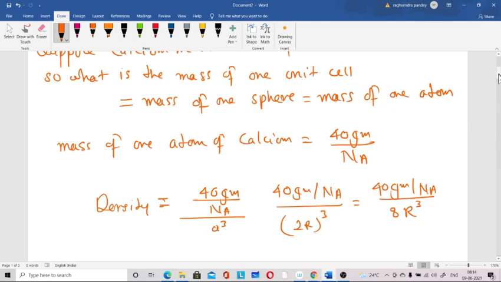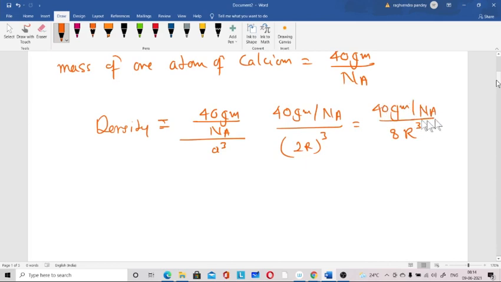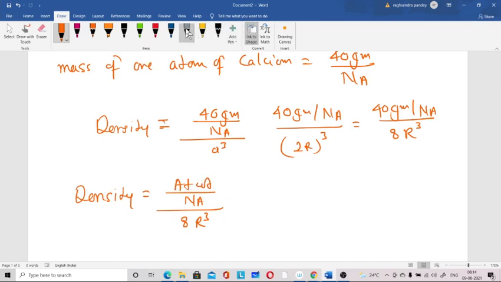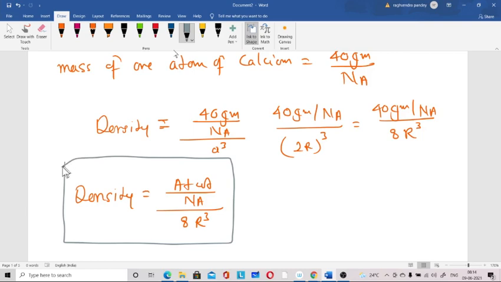Okay. Whatever is the metal, you have to take the atomic weight divided by Na. So density, if I write in the general sense, density is equal to atomic weight by Na divided by 8R cube. Okay, so this is the density in the general sense. That is easy. If you have any doubt, you can ask. No doubt?